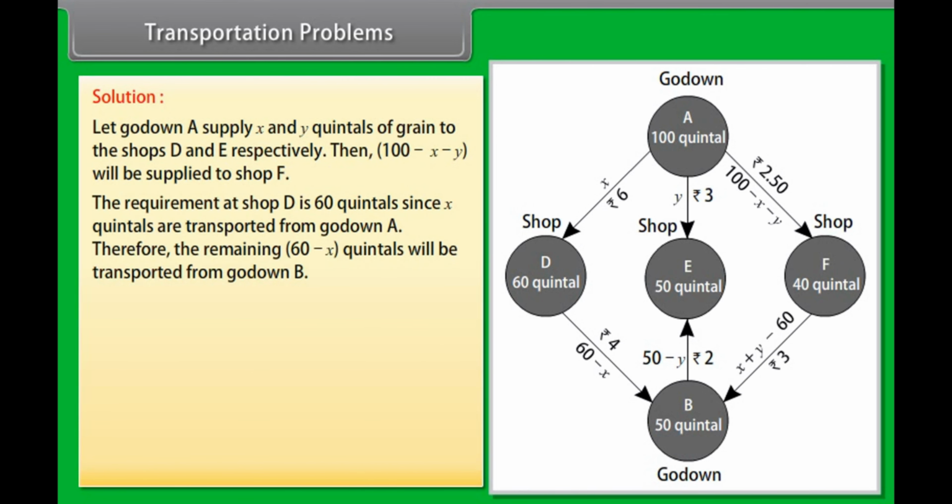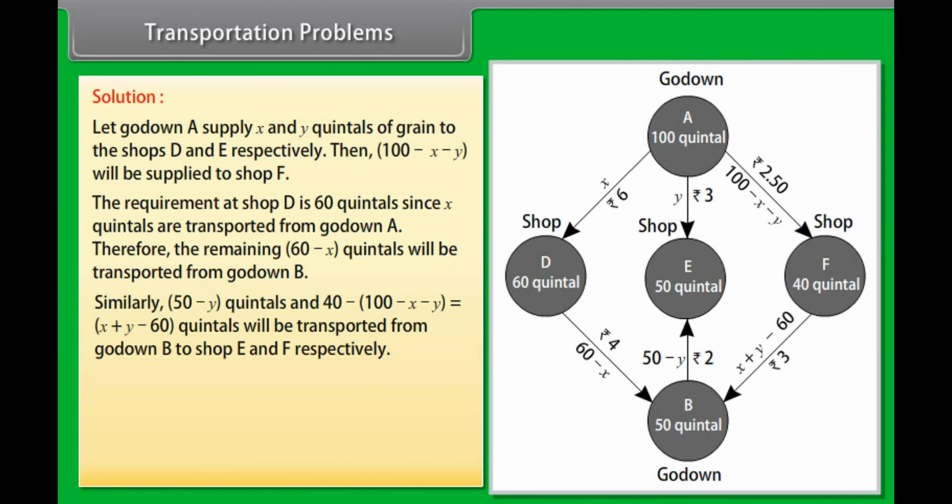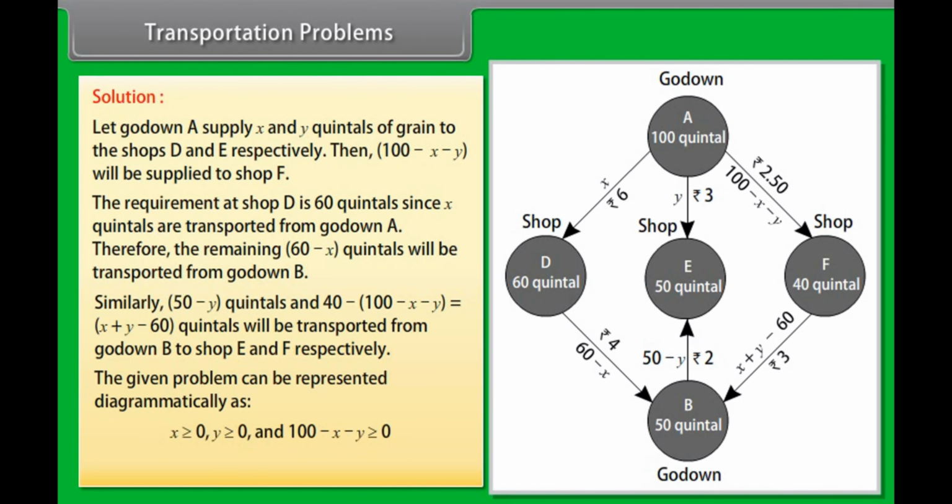The requirement at shop D is 60 quintals. Since x quintals are transported from godown A, the remaining 60 minus x quintals will be transported from godown B. Similarly, 50 minus y quintals and 40 minus (100 minus x minus y) equals x plus y minus 60 quintals will be transported from godown B to shops E and F respectively. The given problem can be represented diagrammatically.